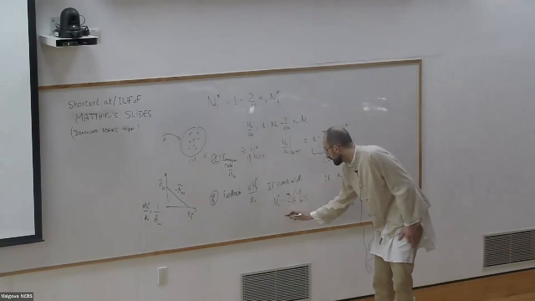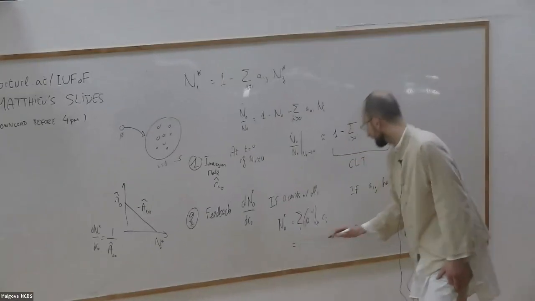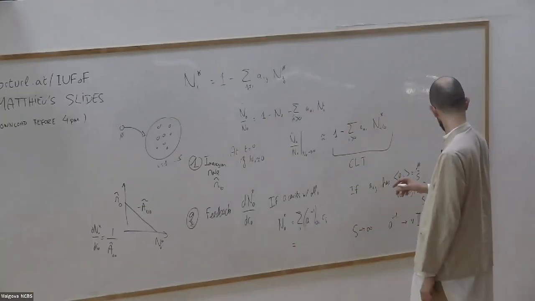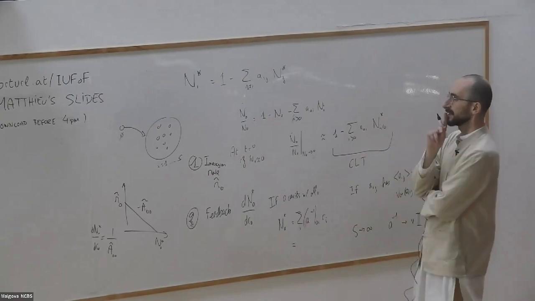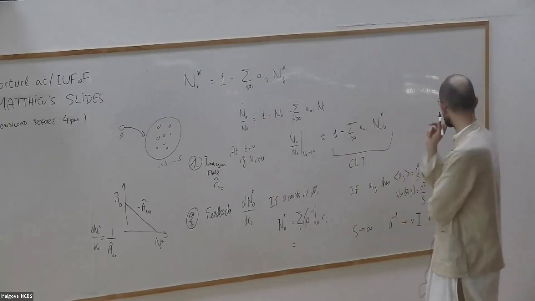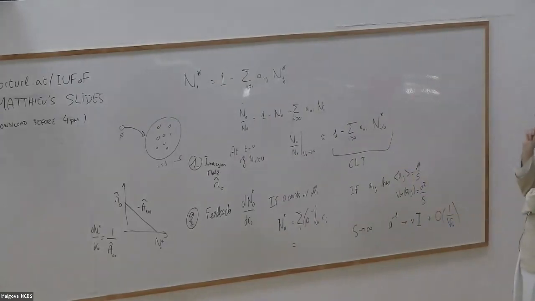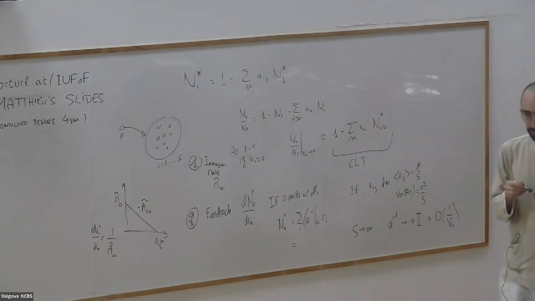N0 star is just going to be... wait, am I doing the right thing? Wait, let me think for a second. No, this is not, wait, is this true? Yeah, this part is true. But for the random matrix, we have to fix the diagonal values to get this. Sorry.